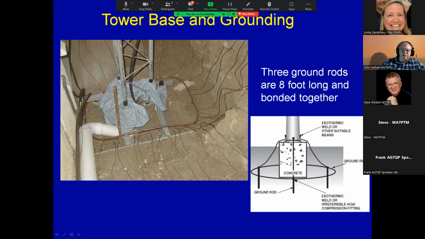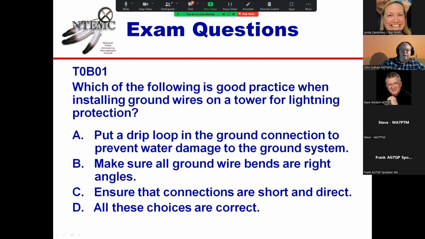So you want to have three ground rods. The ground rods need to be 8 feet long, which is really long. When you think about it, in some of our soil, or at least here in Western Washington, trying to drive down 8 feet can be a bit of a problem. But again, you want everything at the same potential: grounding, straps, rods, everything bonded together.